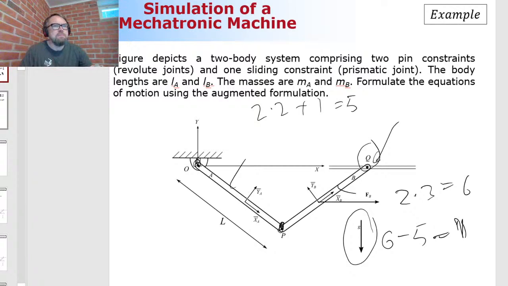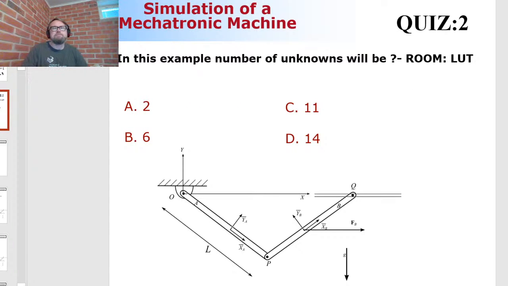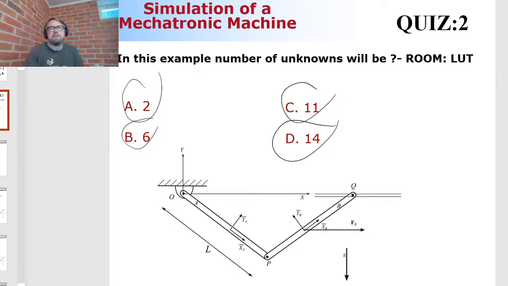Okay, now here is one more in-class quiz. This system we'll look at. What is the number of unknowns? How many unknowns do we have to solve here? The choices are 2, because of 2 bodies. 6, because of 6 generalized coordinates. 11, because generalized coordinates plus constraint equations. I mean, generalized coordinates plus Lagrange multipliers. And 14, higher the better.